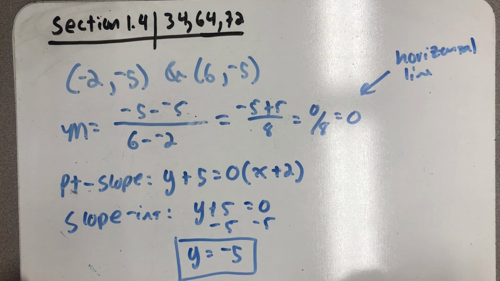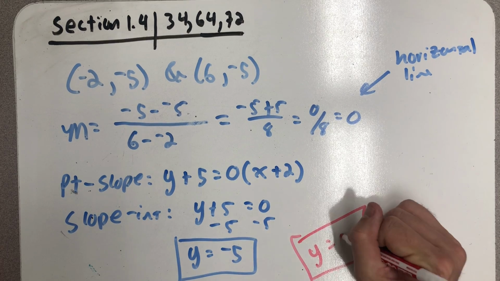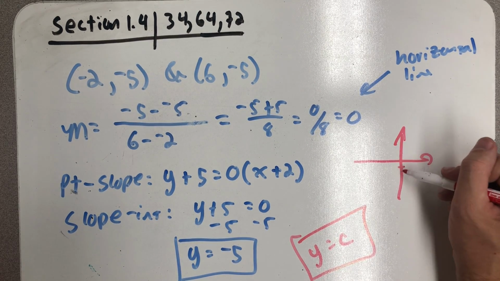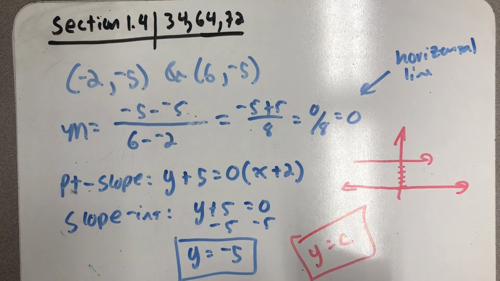In my handwritten solutions that are linked to our Moodle course, you'll see that I made a little note that horizontal lines always have this format. They're always in the format of y equals a constant, right? Because our horizontal lines have that property that y is always the same number. 1, 2, 3, 4, 5. So I get y equals minus 5, all the points down there with a y value of minus 5. All right, so there's 34.